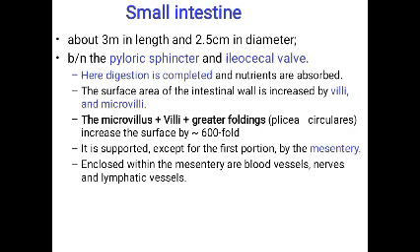The surface area of the intestinal wall is increased by villi and microvilli. The microvilli plus villi plus greater foldings, that means plicae circulares, increase the surface by 600 fold. It is supported, except for the first portion, by the mesentery. Enclosed within the mesentery are blood vessels, nerves, and lymphatic vessels.